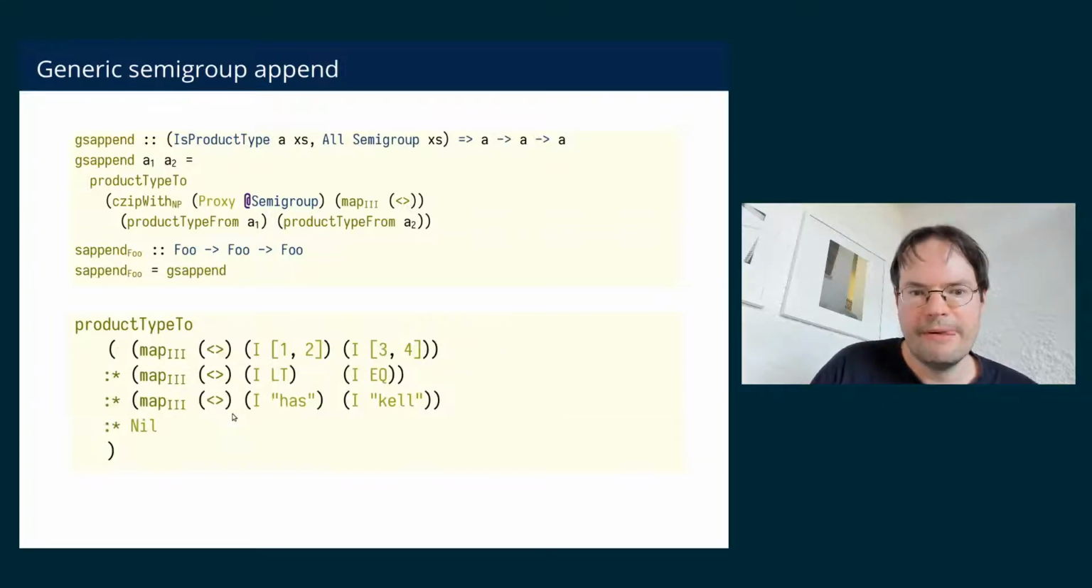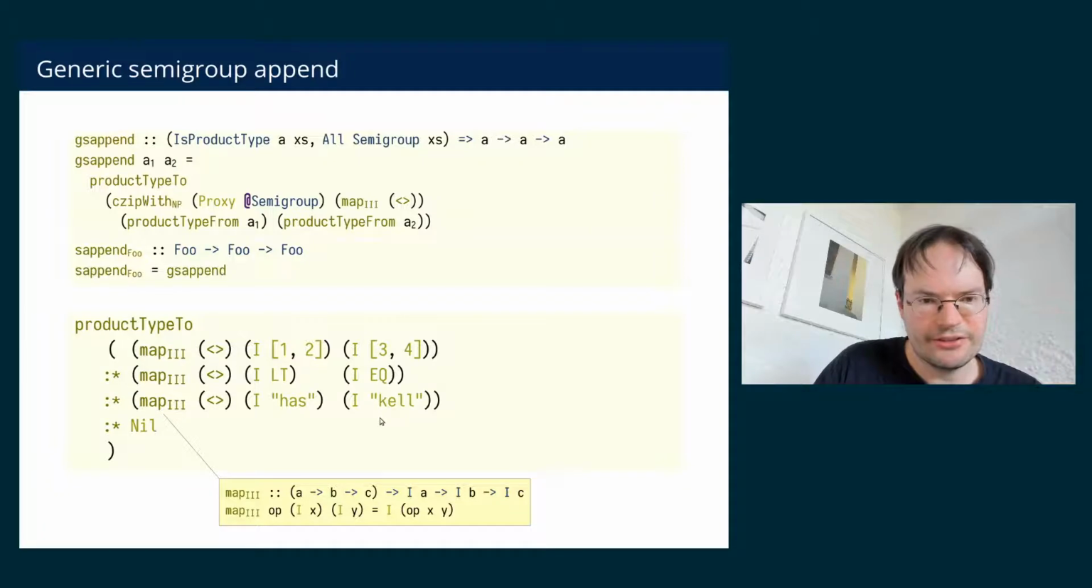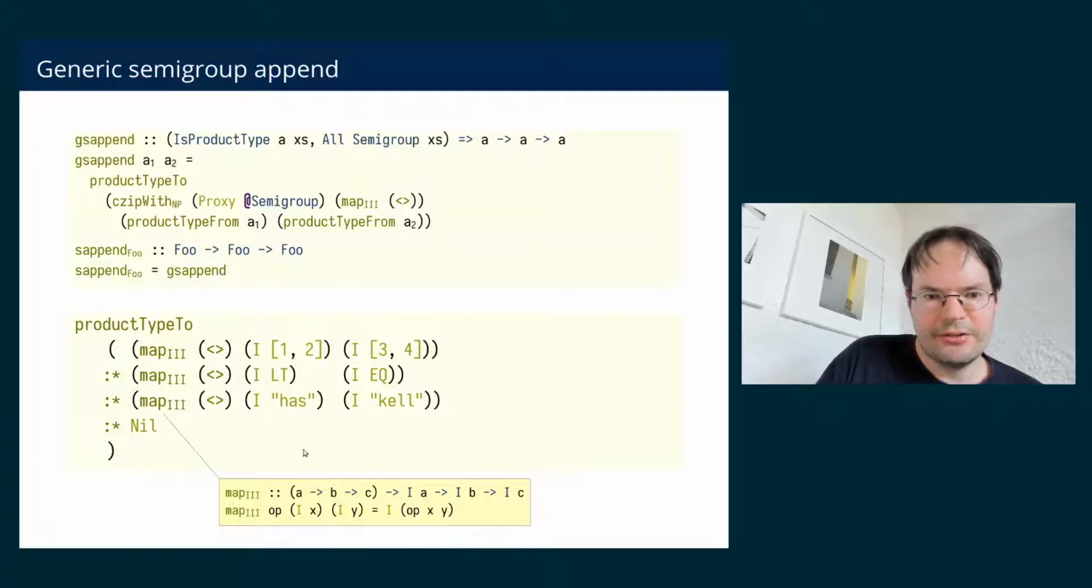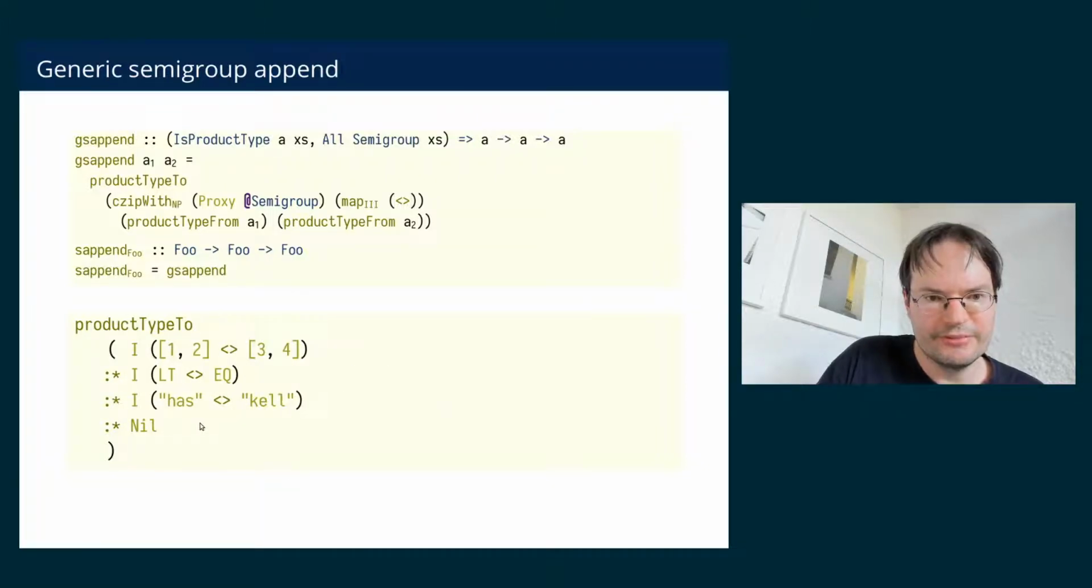And if we do this, we get a single product where every one of the three components is an application of map triple I diamond to the corresponding components. Now we have to look at what map triple I does, but that is just a small, simple helper function that allows you to apply a binary operator to two values wrapped in an I constructor and gives you back something that is wrapped in an I constructor again. So it simply combines these two elements using diamond. So if we do this, we get this.